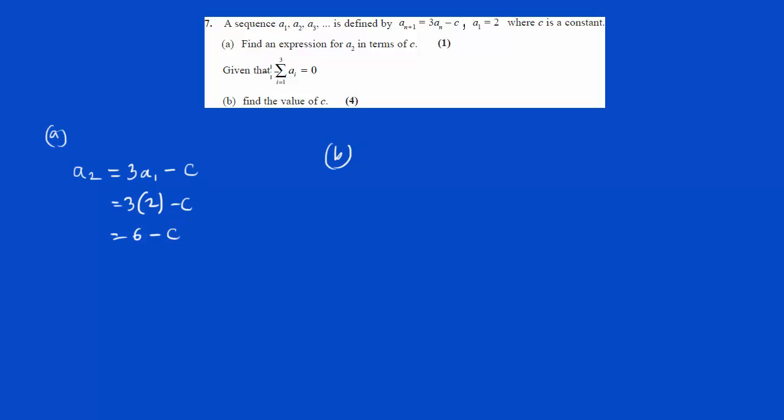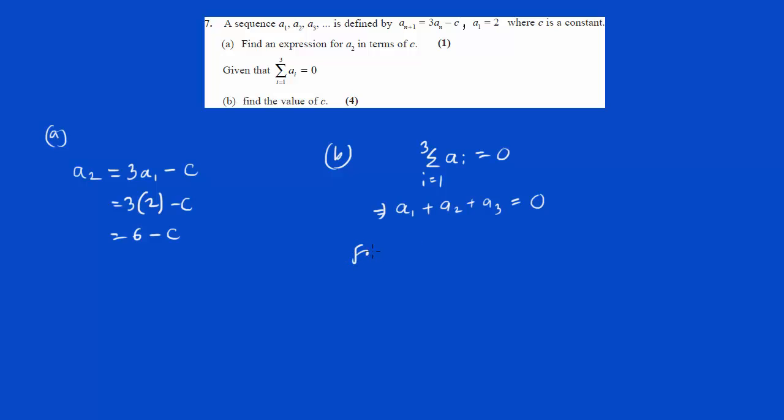Now in question B, we have a summation, which is i equals 1 to 3. That means the sum of the first three terms. So the summation of a_i for i equals 1 to 3 equals 0. That means the first term a1 plus a2 plus a3, and all of the terms together is 0. One thing is very important. This is not an arithmetic series. It's a recursion series. So we have to do this summation individually.